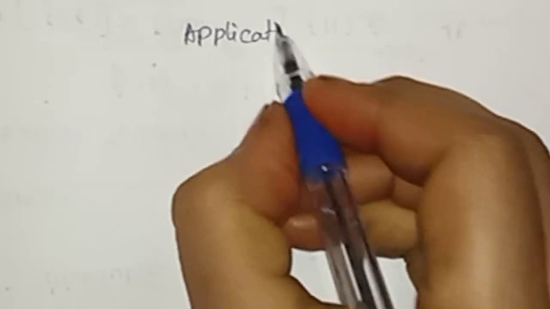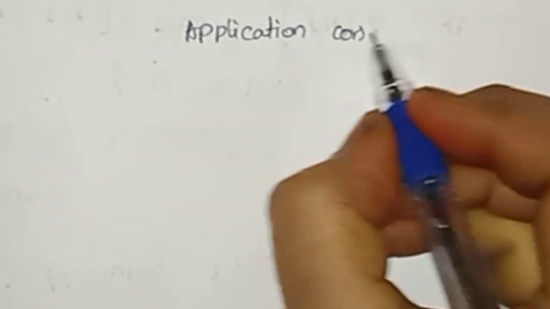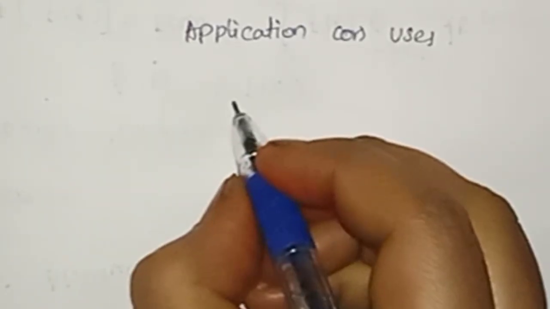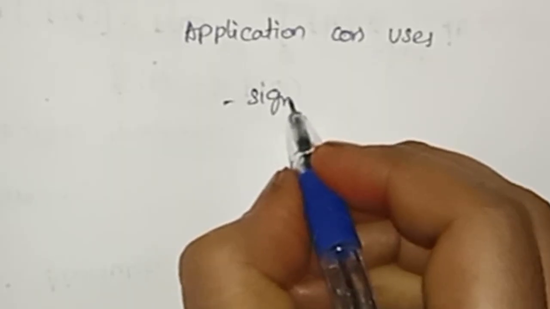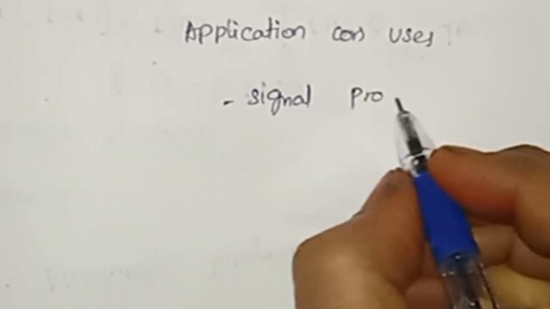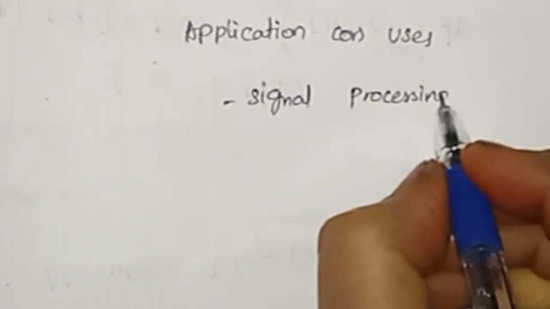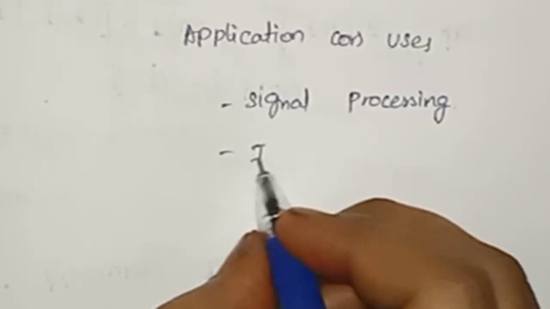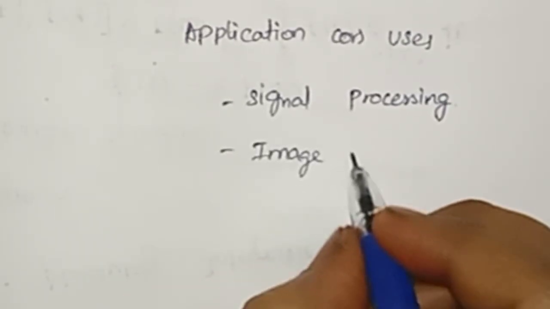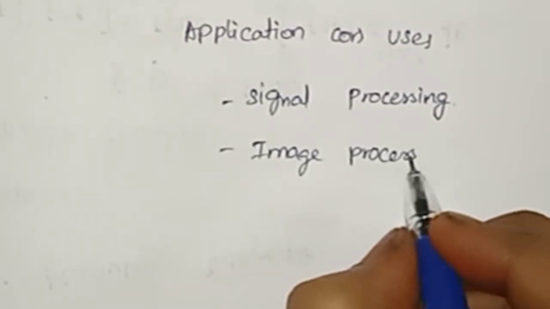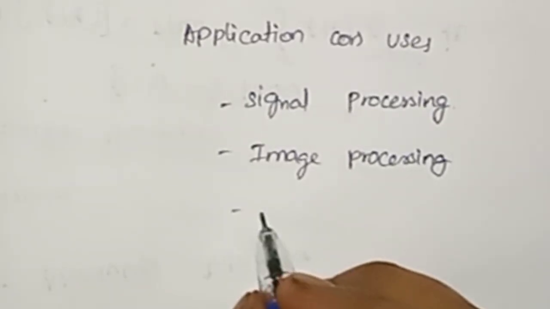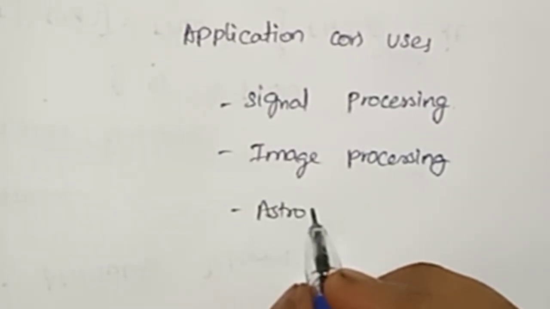Finally, applications or uses. Fourier transform is used in signal processing, image processing, and astronomy.